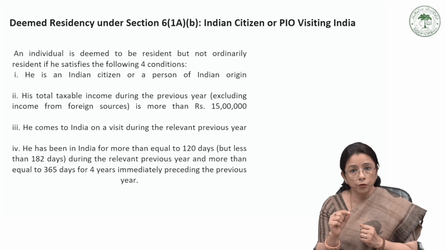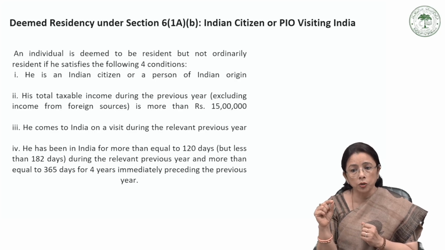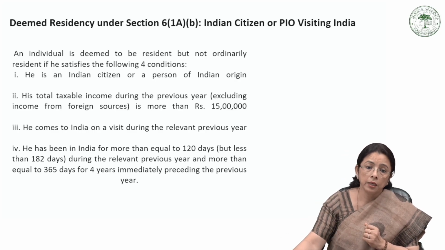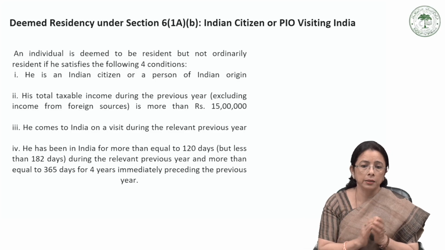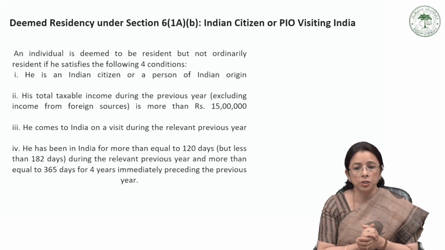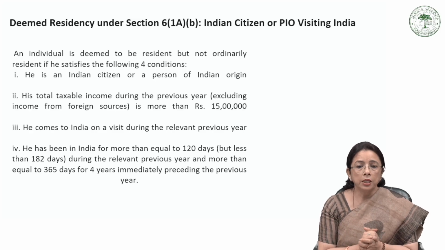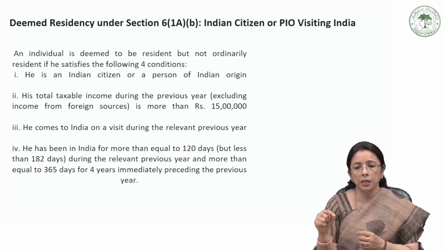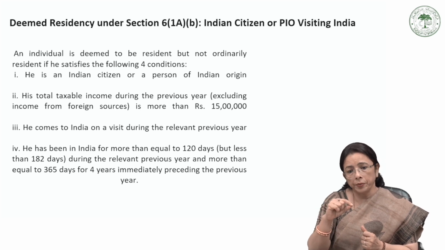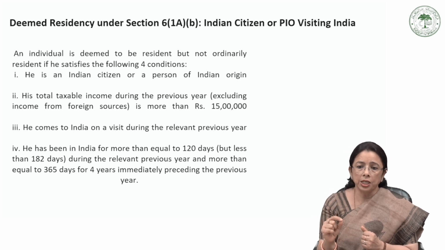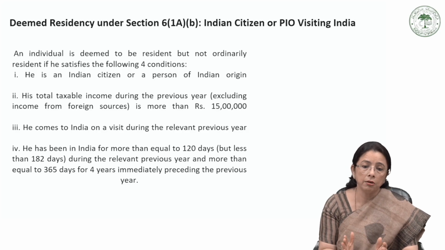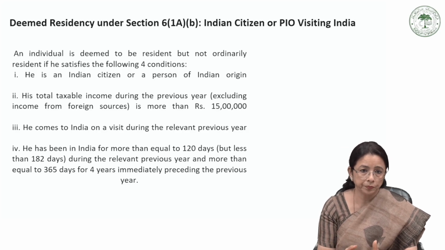Here, we must also be clear about income from foreign sources. Income from foreign sources means income which accrues or arises outside India, except income derived from a business controlled in or a profession set up in India. This means that if an Indian citizen earns income from a business controlled in India, even if the business operates abroad, such income will not be considered a foreign source of income.